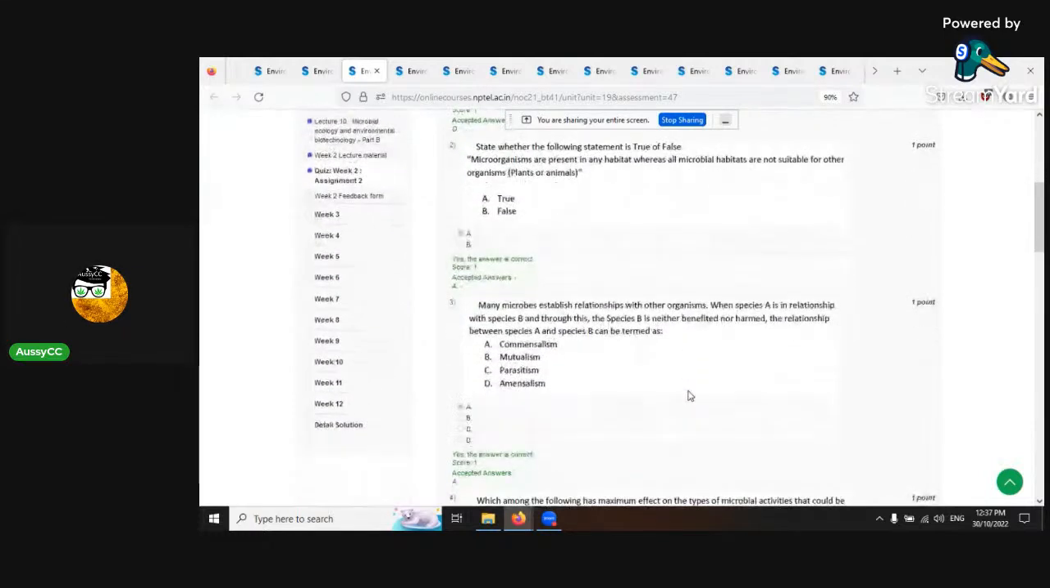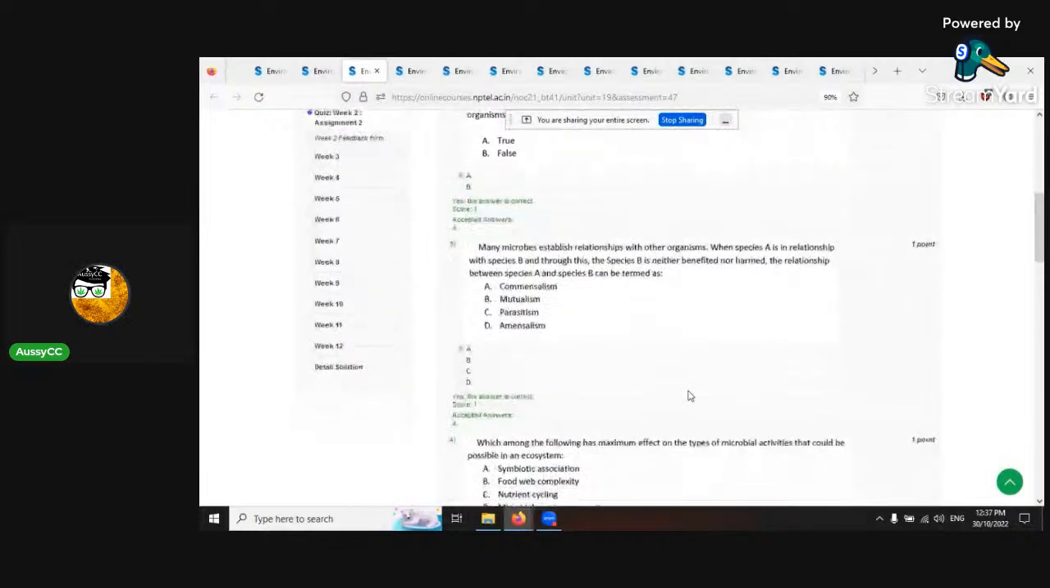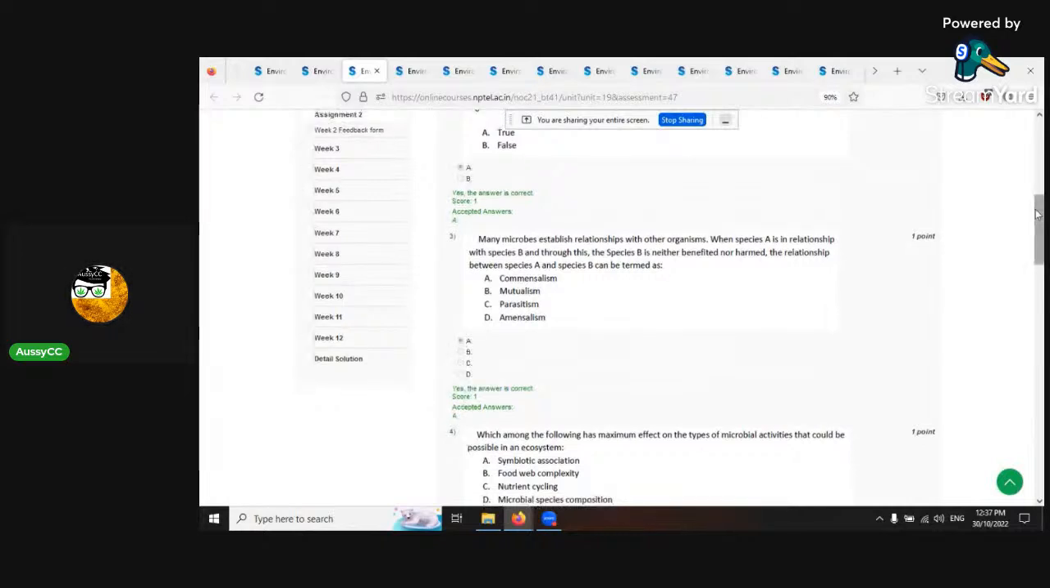Which among the following has the maximum effect on the types of microbe activities that could be possible in an ecosystem? Which has the maximum effect? The symbiotic food web, nutrient cycling, possibly microspecies. Well, yeah, all the species, if they're not there, they're not blooming there, mate.